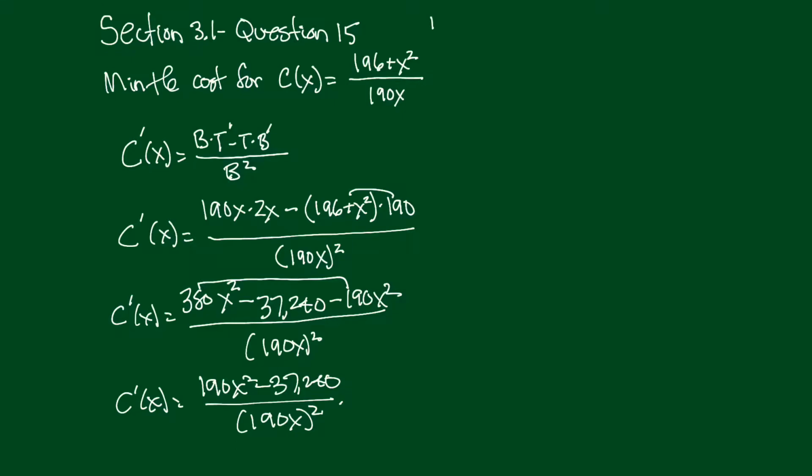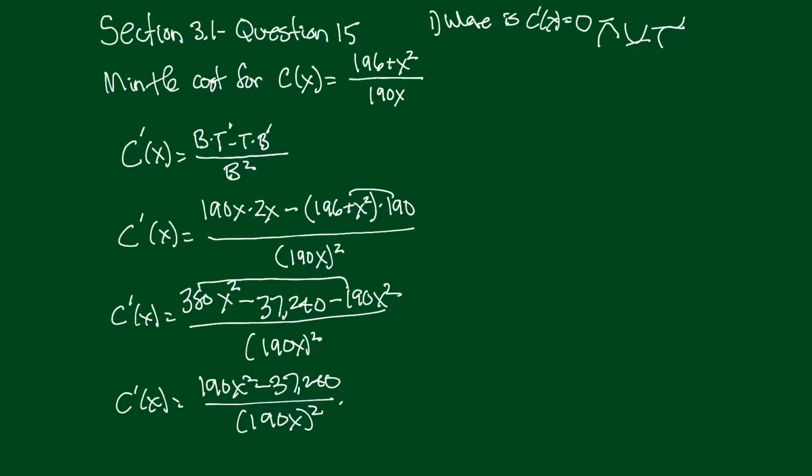Now let's ask our two questions. The first question is this: where is c prime of x equal to 0? Because that is going to give us any smooth max, smooth min, or these terrace points, right, where the derivative is 0, horizontal tangent lines.